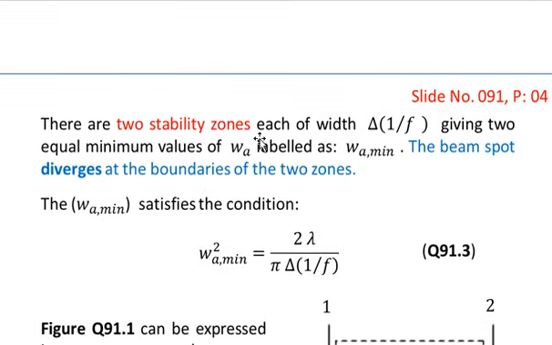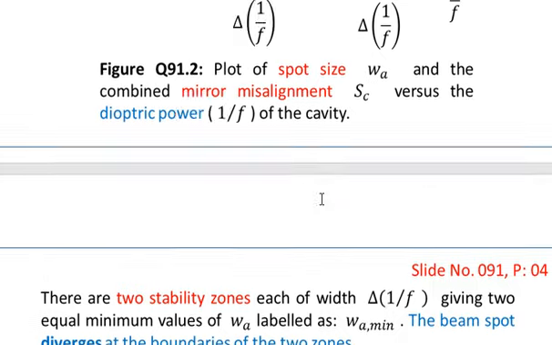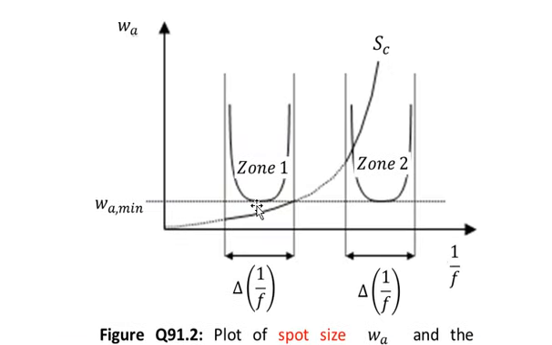There are two stability zones, each of width delta as a function of 1 over F, giving two equal minimum values of WA labeled as WA minimum, lying in the center of zone 1 and zone 2. The beam spot diverges at the boundaries of the two zones. You can see that the beam spot WA diverges when you move away from the center of zone 1 and the center of zone 2, because the values become much larger.